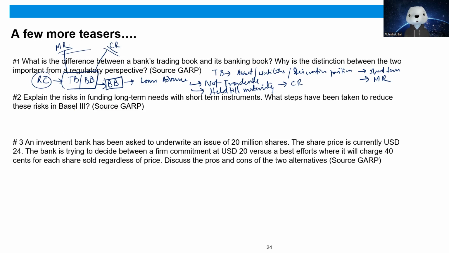Okay. Next question, explain the risks in funding long-term needs with short-term instruments. What steps have been taken to reduce these risks in Basel III? Well, think of it. Banks' liabilities are the depositors, and banks' assets are the loans and advances that the bank makes. Banks' loans and advances are typically long-term in nature, whereas banks' liabilities are typically short-term in nature. So that means that the debts from one period to another will have to be systematically rolled over.